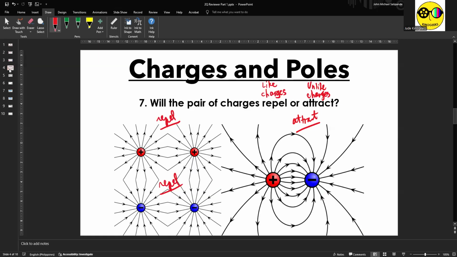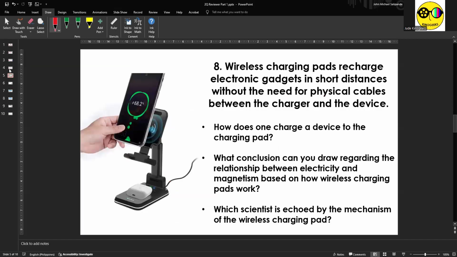Right? Next, number 8. Wireless charging pads recharge electronic gadgets in short distances without the need for physical cables between the charger and the device. So at this point, we're now going to establish the relationship between electricity and magnetism because for the previous slide, they are two disconnected and separate and independent branches of physics. So now we're going to establish the relationship between electricity and magnetism.